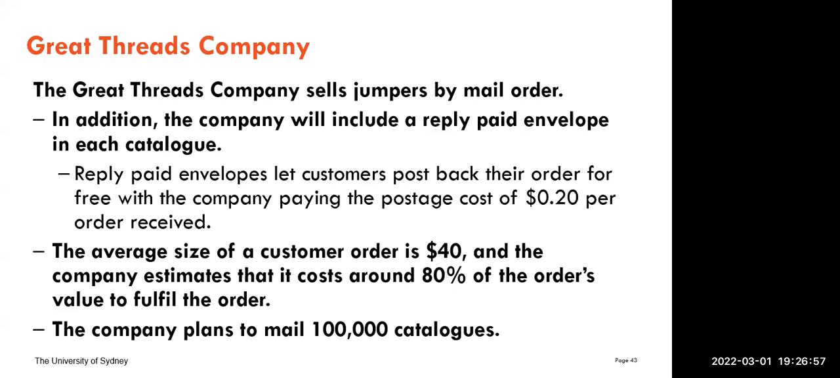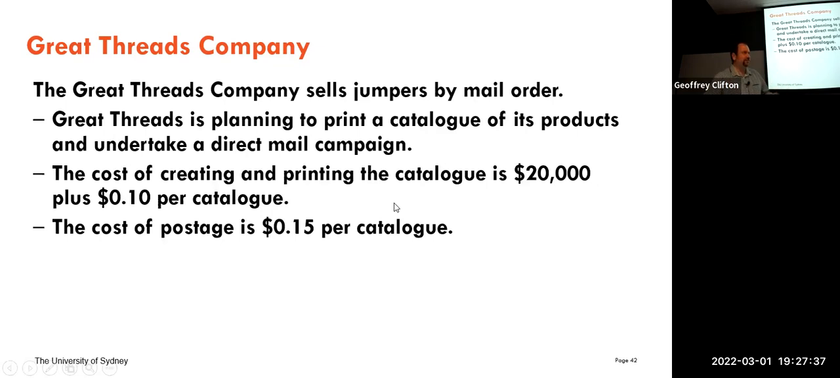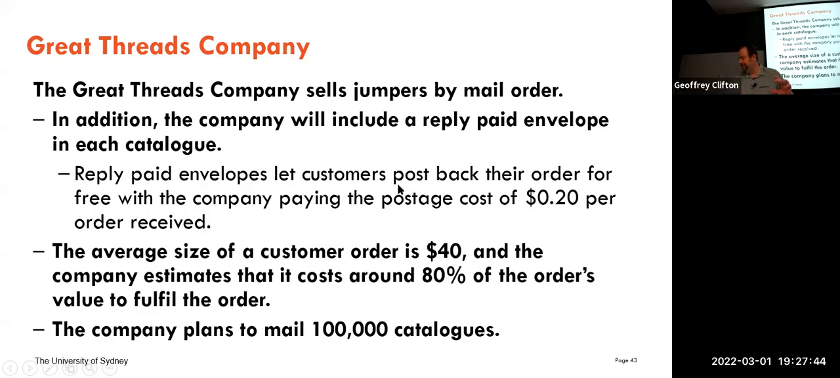Excuse me, sir. Yeah. I want to know, does that 80% of the order's value cover the postage cost or not? It covers the cost of posting the goods out to the customer. So that 80% covers the cost of the jumper and getting the jumper to the customer. The 20% that's left over, that has to be spent on the reply paid envelopes, the cost of printing, producing the catalogs, and sending them out to the potential customers. So that last 20% has to cover all those other costs as well as make us a profit. That make sense? Yeah, sure.